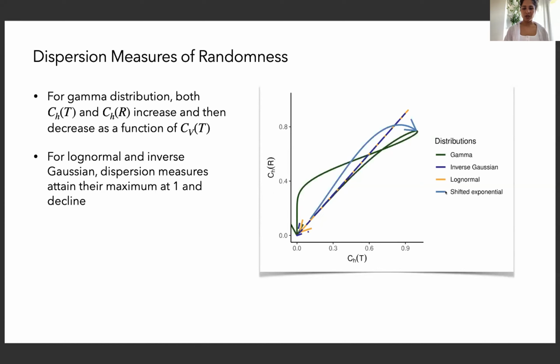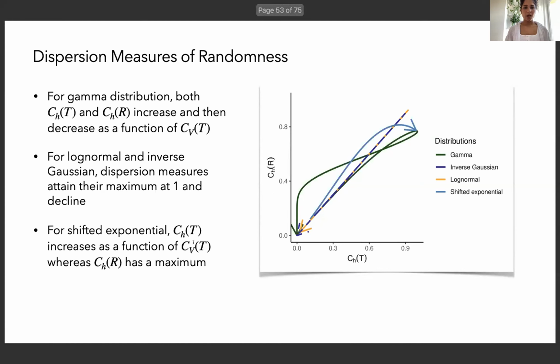Then we have the shifted exponential distribution. For the shifted exponential distribution, CHT increases as a function of CVT. So as variability increases in the interspike intervals, the randomness increases as well. But if we look at the instantaneous rate, it increases as a function of ISI variability up to a certain point, and then it starts declining. So this was the dispersion measures of randomness. The relationships between different measures are not as straightforward as you would expect.